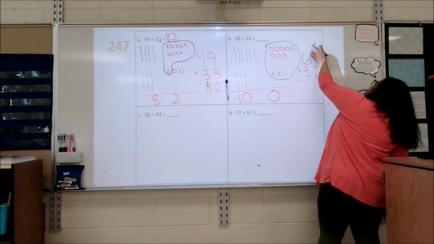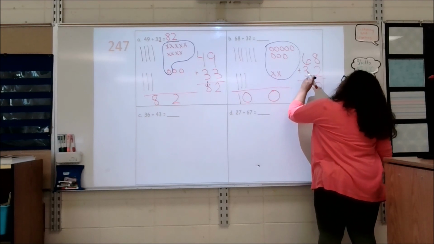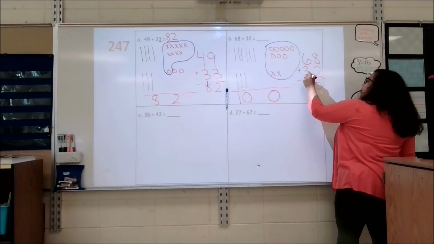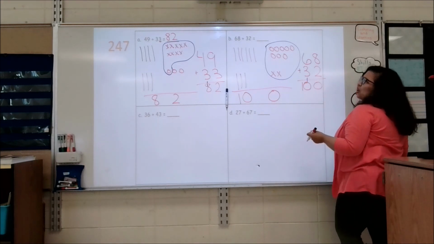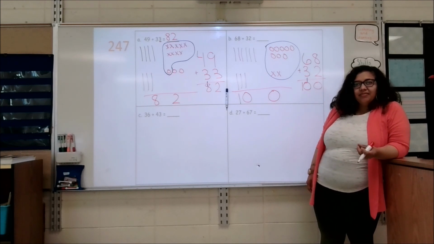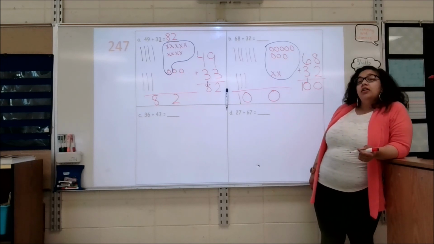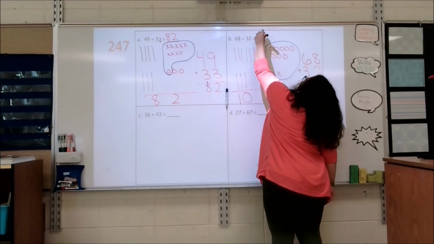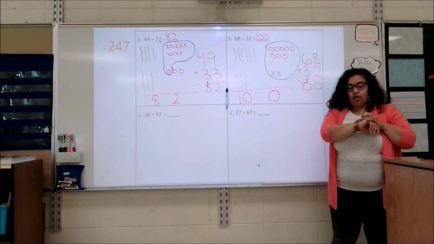Look, see it? 8 1s plus 2 1s is 10 1s, one whole group of 10. 6 groups of 10 plus 3 groups of 10 plus 1 group of 10 is 10 groups of 10. What is 10 10s? 100. 10 tens is 100. Yes, 68 plus 32 is equal to 100. 10 tens and 0 ones.